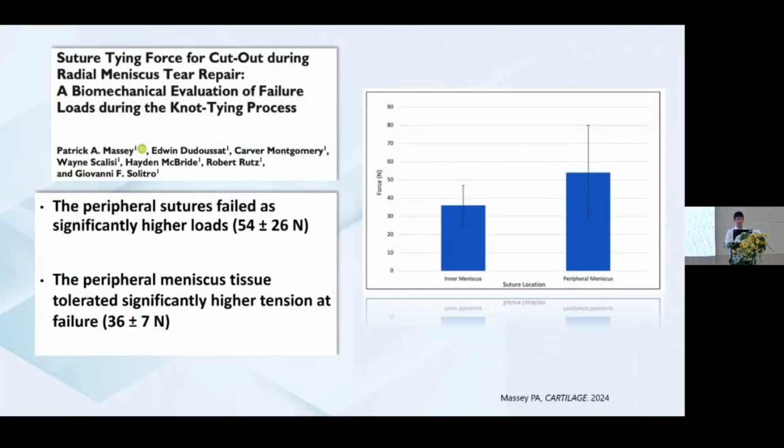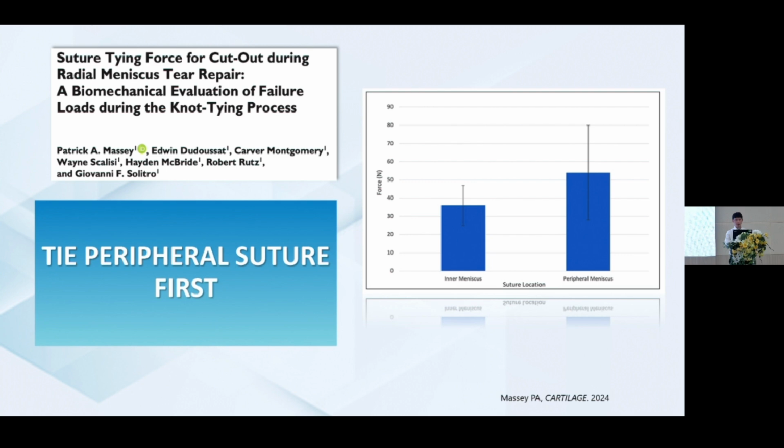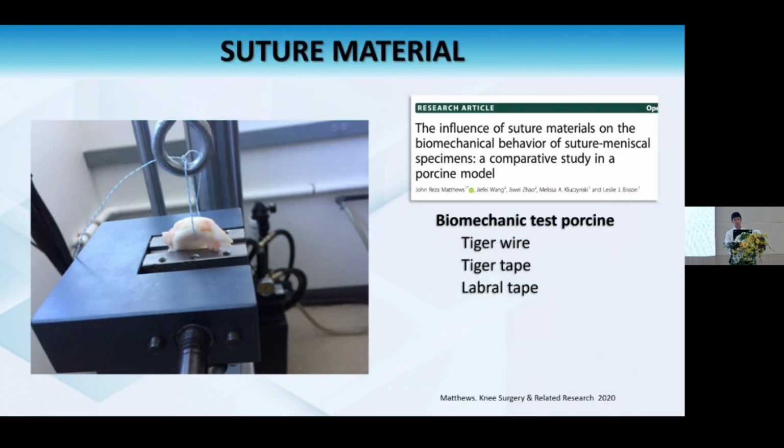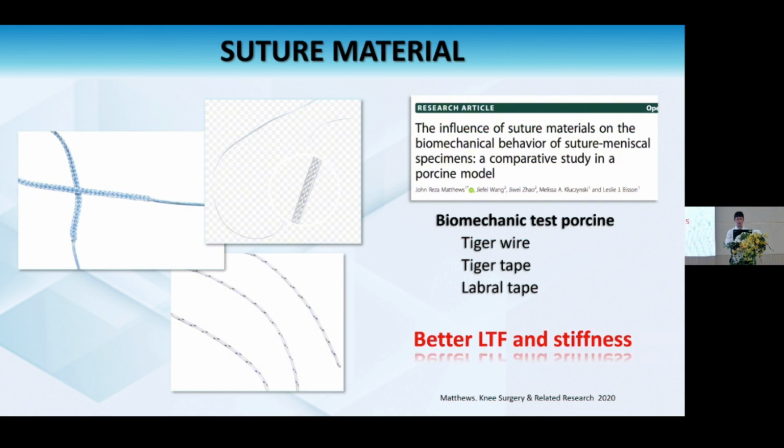Another small detail is that there is a study of the biomechanics of the peripheral suture compared to the inner suture. They found that the peripheral suture has a higher load to failure, which is stronger than the inner suture. The authors suggest that when you repair, you should tie the peripheral suture first to prevent the inner suture from cutting through. And regarding material, this study showed that TigerWire, TigerTape, and RebarTape, compared to others like FiberWire, have better load to failure and stiffness.